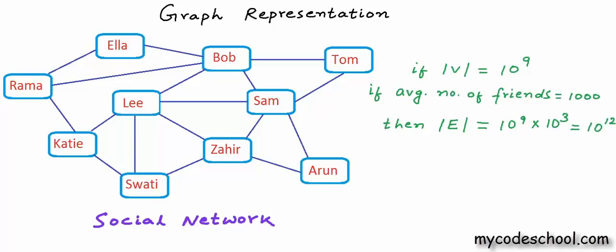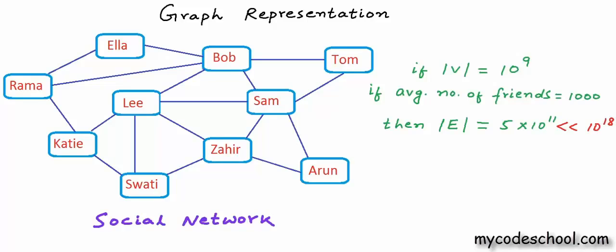Actually, this is an undirected graph, so we should divide by 2 here so that we do not count an edge twice. So if the average number of friends is 1,000, then the total number of connections in my graph is 5 into 10 to the power 11. Now this is a lot less than the square of the number of vertices.